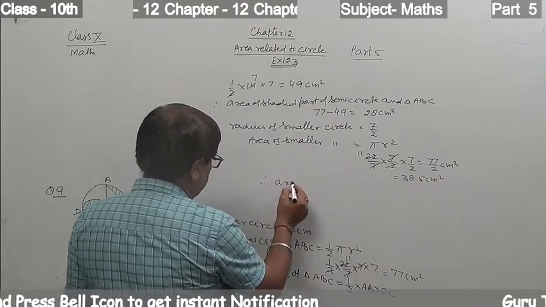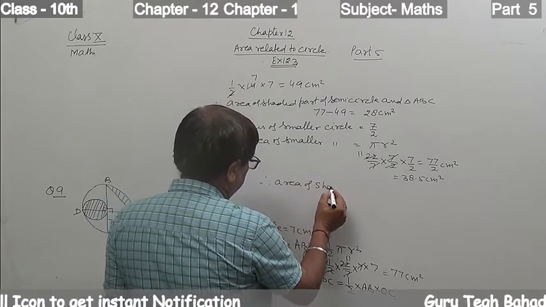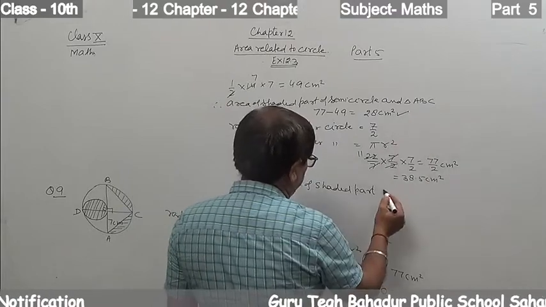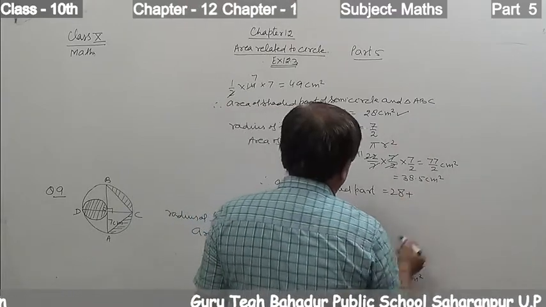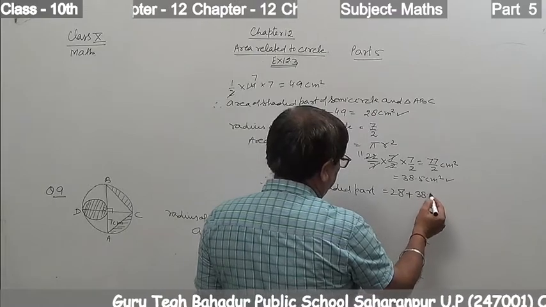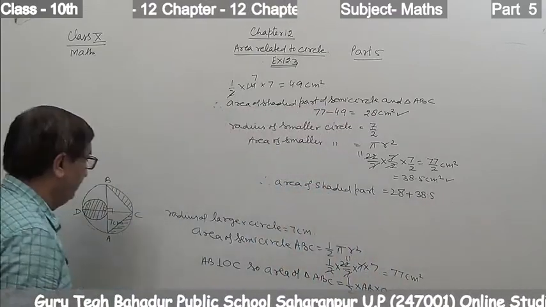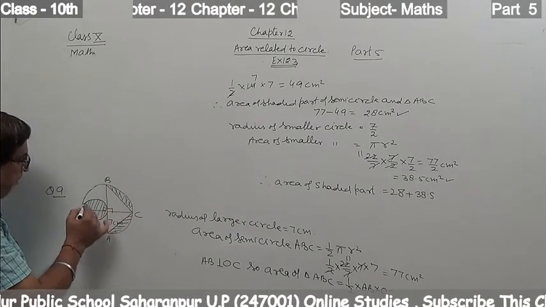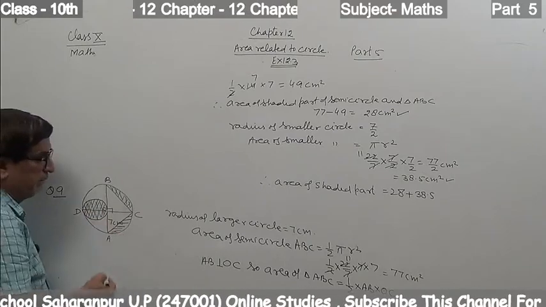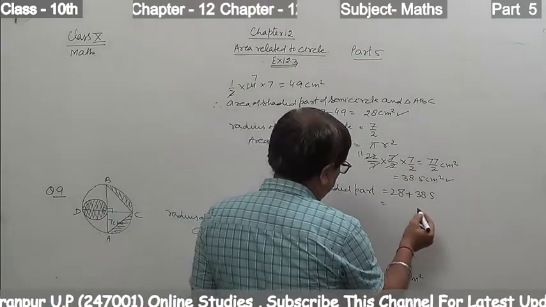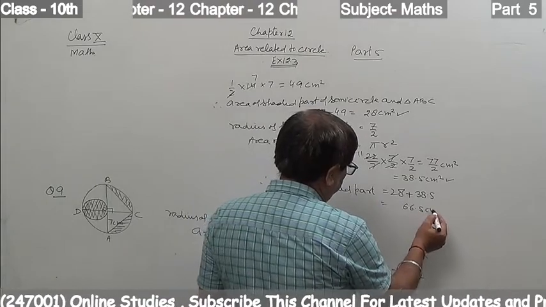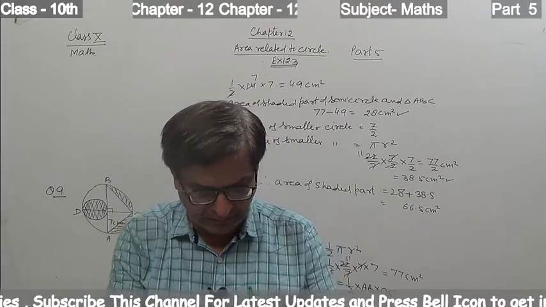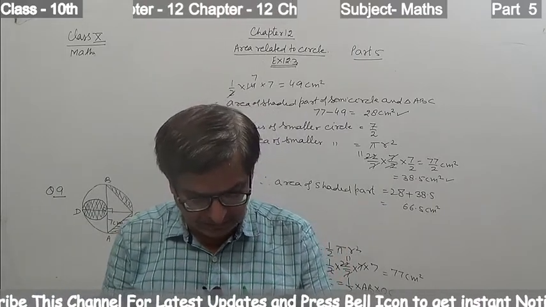Therefore, area of shaded part, this part 28 plus this part 38.5. 28 is this part, and 38.5 is this part. So it becomes 66.5 centimeter square. You see the answer.